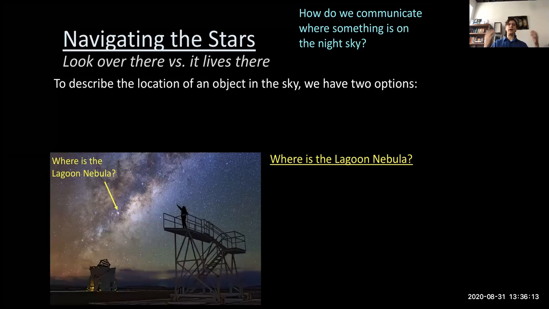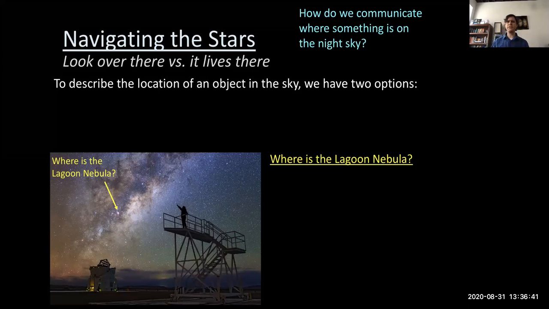So how do we go about navigating the stars? Here we have this wonderful person doing beautiful observations out in very, very dark skies. And let's say that this person wanted to communicate with us where we can look to see the Lagoon Nebula, which is right here within the Milky Way, this red blob right here. So how could we communicate how to find the Lagoon Nebula? That is going to be our task.